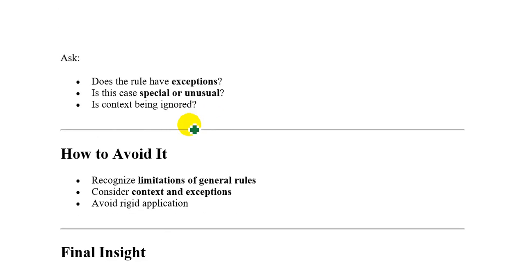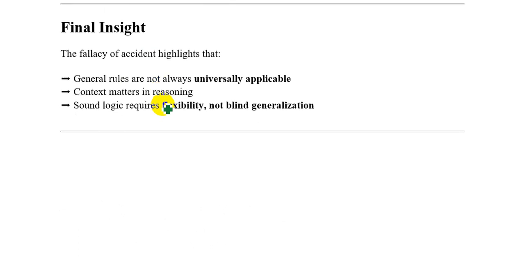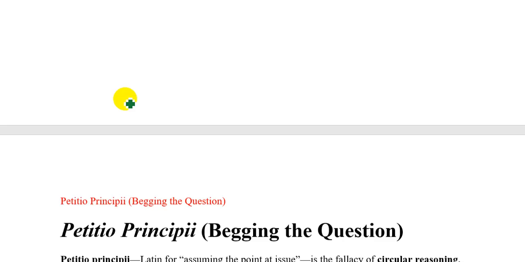So, how do we detect the accident? First, we have to ask, does the rule have exceptions? Is this case special or unusual? Is context being ignored? How do we avoid it? Recognize the limitation of the general rule, consider context and exceptions, and avoid rigid application. The fallacy of accident highlights that general rules are not always universally applicable. Context matters in reasoning, and sound logic requires flexibility, not blind generalization.